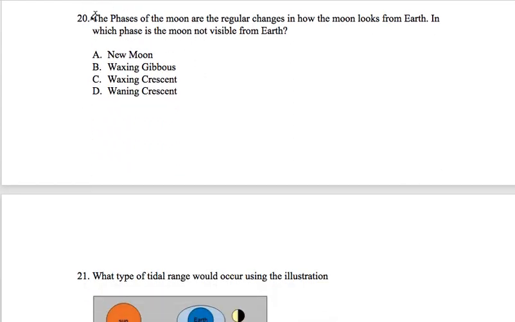Number 20. The phases of the moon are the regular changes in how the moon looks from Earth. In which phase is the moon not visible from Earth? A. New moon. B. Waxing gibbous. C. Waxing crescent. D. Waning crescent.